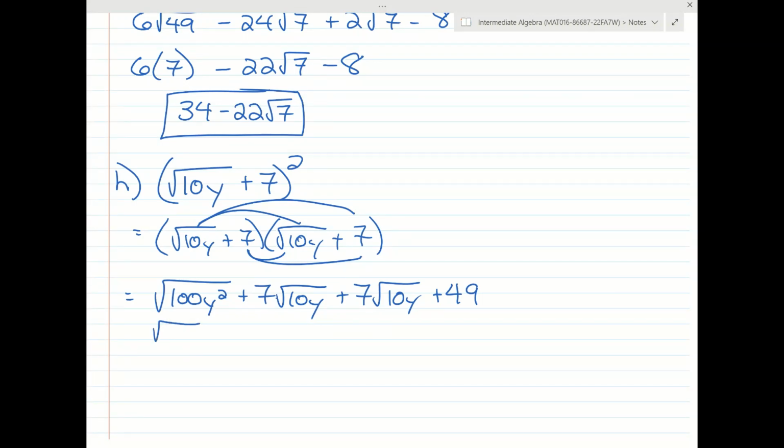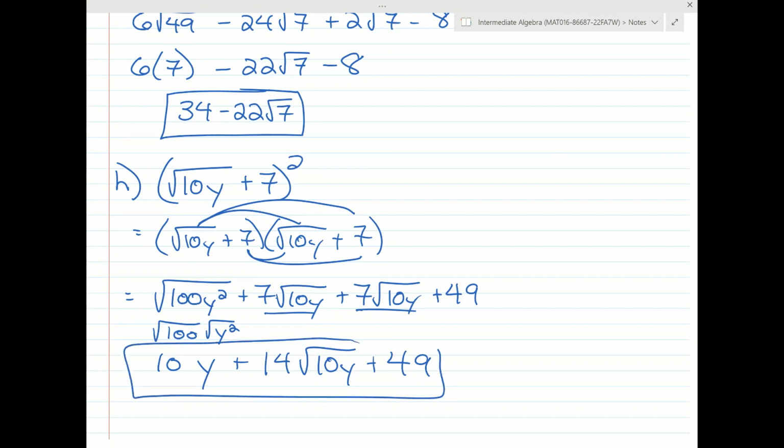This would just be the square root of 100, which is 10. The square root of y squared is just y, like we saw, plus 7 root 10y. We can't simplify those, but we can combine them to be 14 times the square root of 10y plus 49. And then there's nothing further we can do.